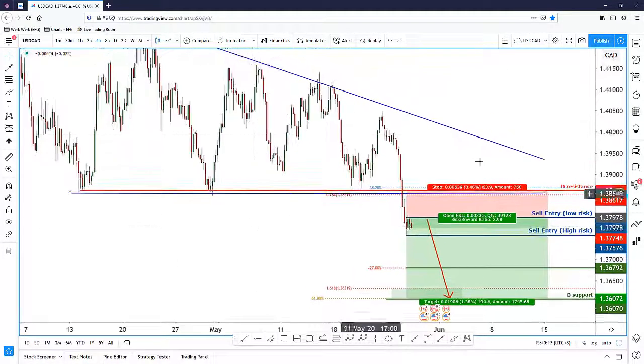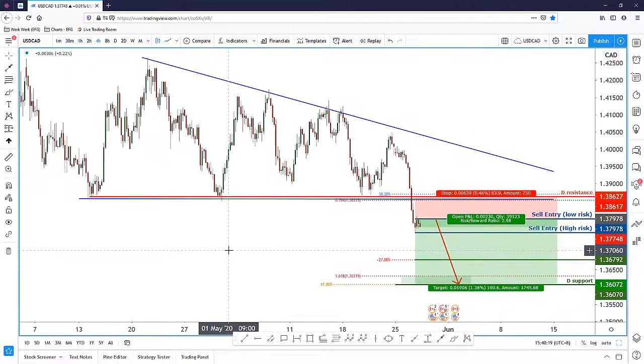So thanks for tuning in, guys. This is the bearish bias that we have for the USD CAD, a very nice configuration of a descending triangle breakout.